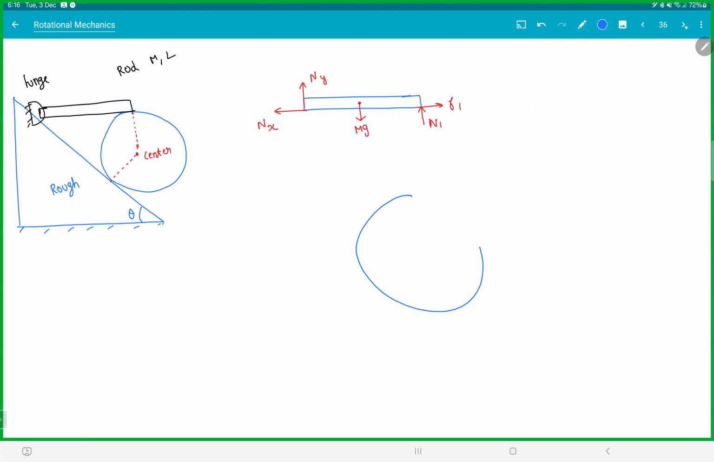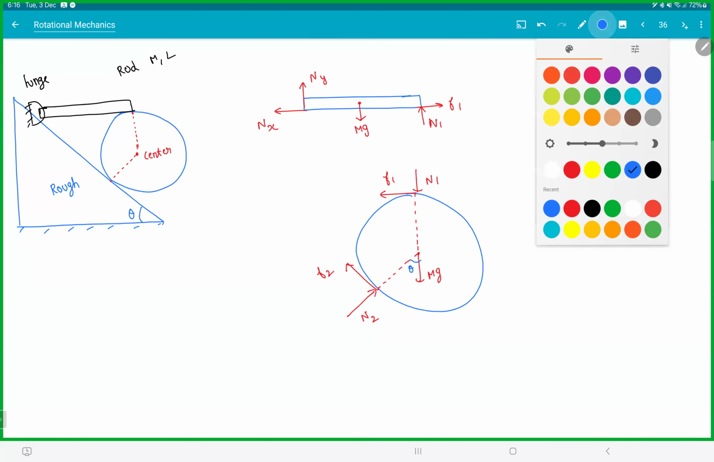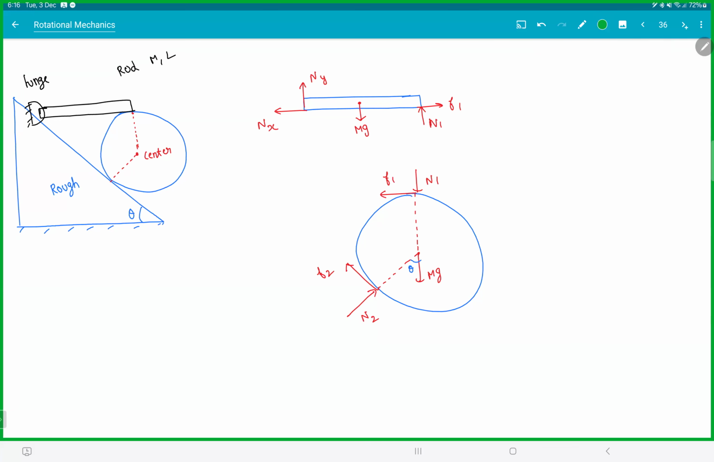Now, if you take the cylinder, the same force N1 will be downward. This friction will be F1. This is passing through the center. This is center. This friction will be this way, F2. This will be a normal reaction N2, and this will be your mg. And this angle will be theta. Check how you got that as theta. There, this is your FBD.